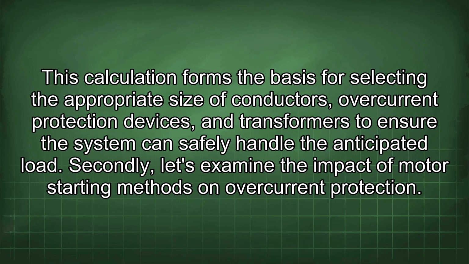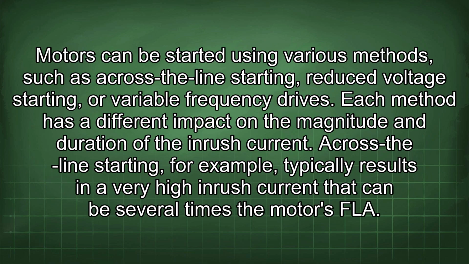Secondly, let's examine the impact of motor starting methods on overcurrent protection. Motors can be started using various methods, such as across-the-line starting, reduced voltage starting, or variable frequency drives. Each method has a different impact on the magnitude and duration of the inrush current. Across-the-line starting, for example, typically results in a very high inrush current that can be several times the motor's FLA.